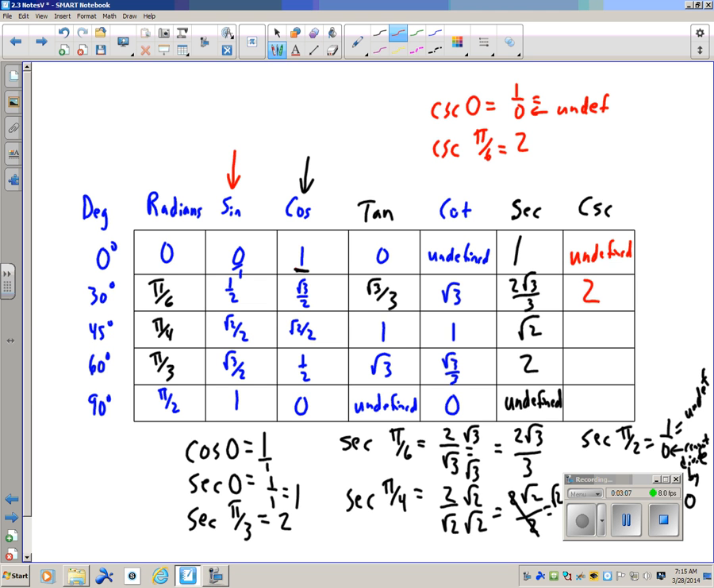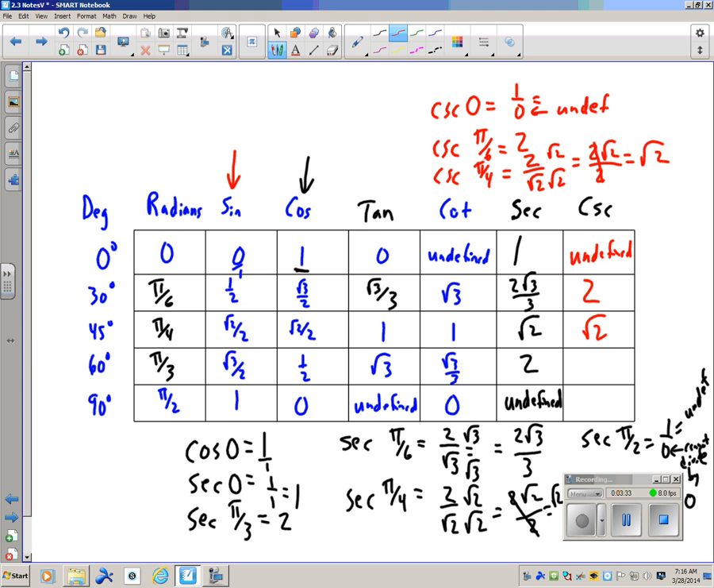So I get 2. And then cosecant of pi over 4. Again, the sine of pi over 4 is square root of 2 over 2. So it's 2 over the square root of 2. I cannot leave a square root of 2 in my denominator. So I get 2 square root of 2 over... square root of 2 times square root of 2 is the square root of 4, which is 2. The 2's cancel out, and we just get the square root of 2.